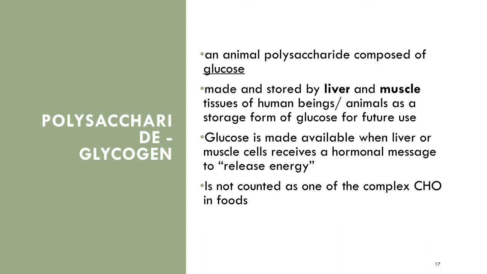So if we have excess glucose in our body, the liver will use this excess glucose to make glycogen and store it in the liver and the muscle tissue. And when our glucose level in our body is low, this glycogen will be metabolized to release this sugar. So this glucose will be made available when liver or muscle cells receive a hormonal message to release energy.